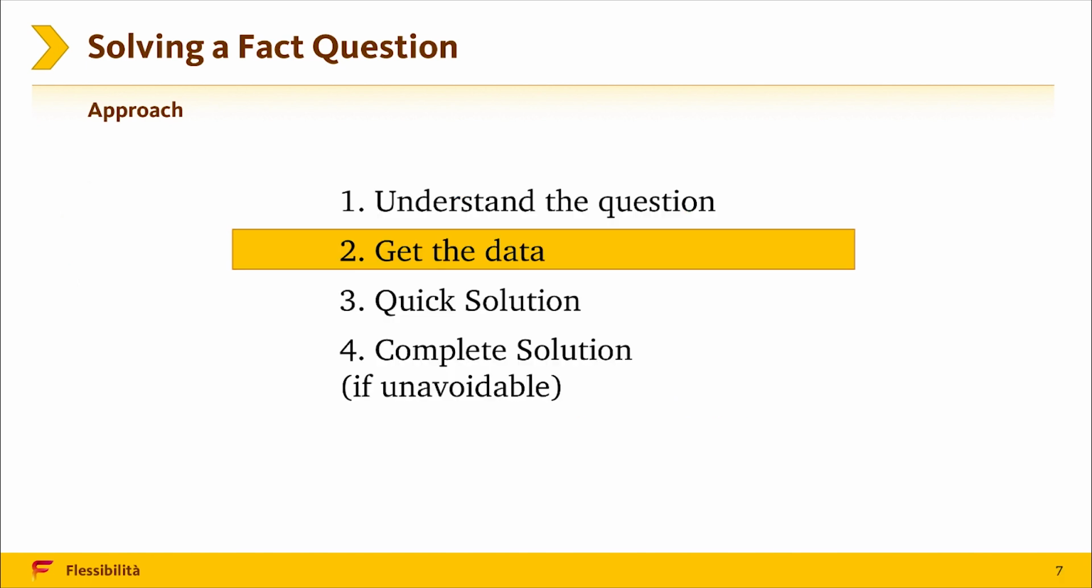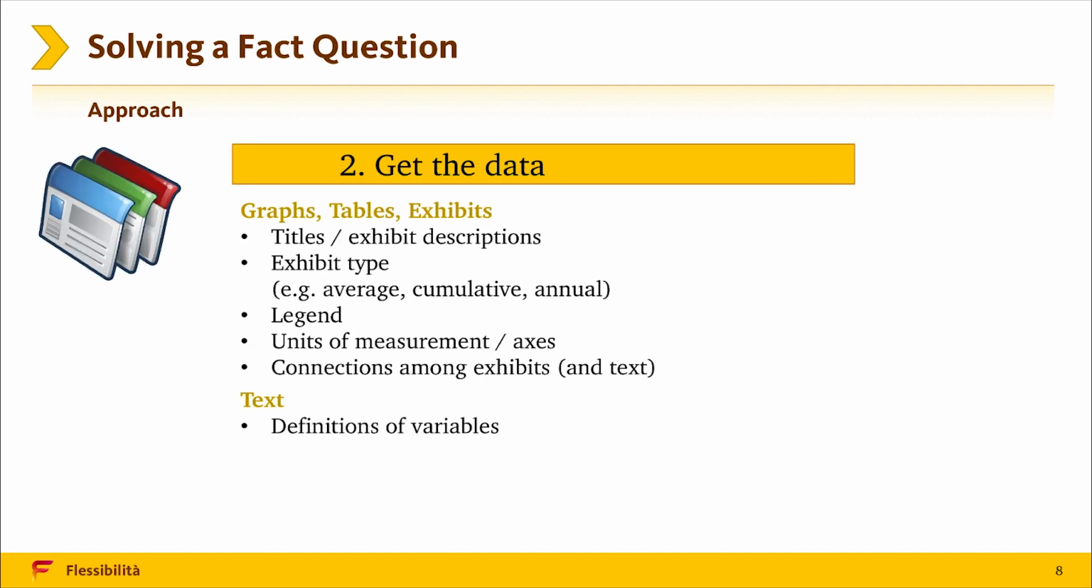At the second step of the algorithm, we need to collect all the data necessary for solving the question. The most important part of exhibits are title, exhibit type, legend, units of measurement, and references to other exhibits. The text usually provides useful information on the variables, including their definitions and sometimes values.